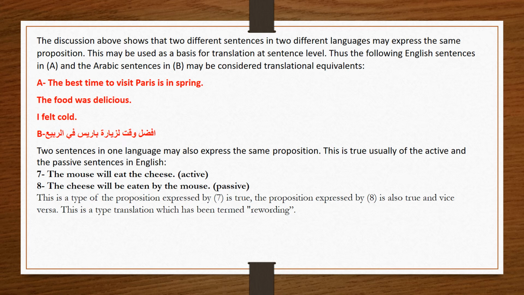This is true usually of the active and the passive sentences in English. We have number 7, the mouse will eat the cheese. This is active, and we have the cheese will be eaten by the mouse. This is passive. The proposition expressed by sentence number 7 is true, but the proposition expressed by sentence number 8 is also true, and vice versa. This is the type of translation which has been termed rewording, that means reforming. Okay, let's move to next.